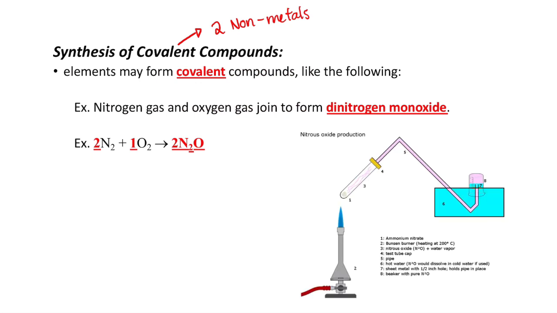Nitrous oxide is the more casual name for dinitrogen monoxide. The image shows the actual process needed in order to make dinitrogen monoxide. So it's not quite as simple as it seems based on the chemical reaction.